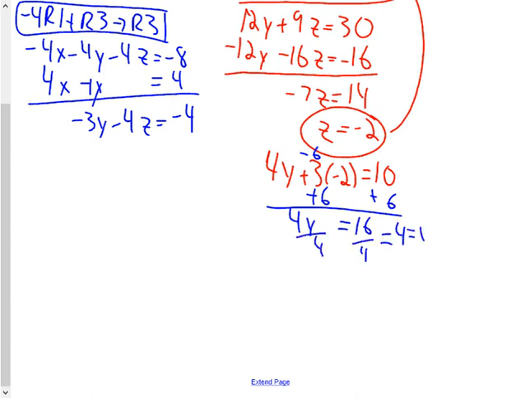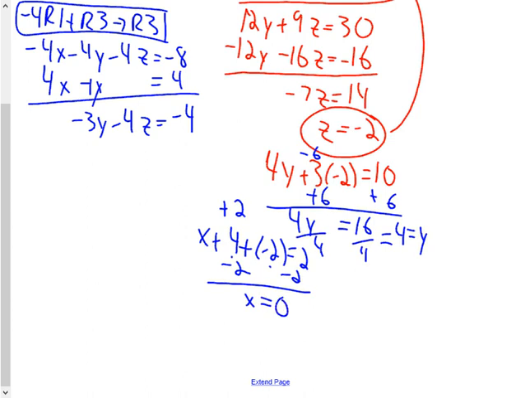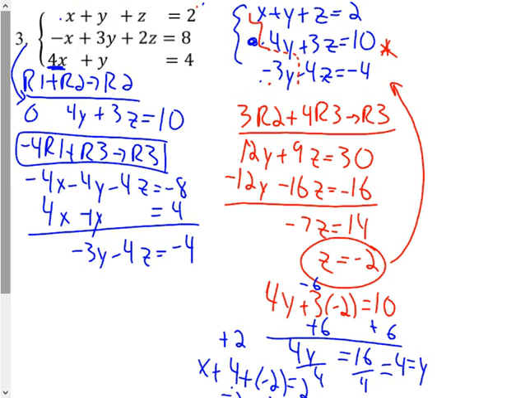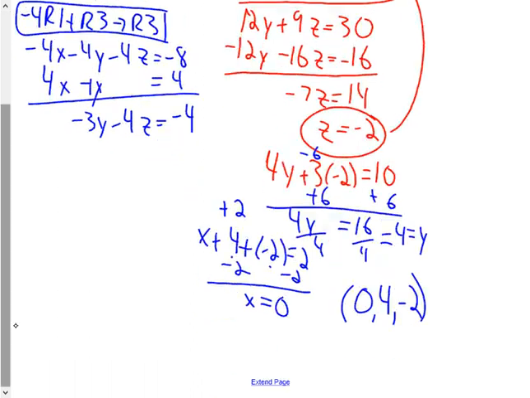So I got 4, negative 2, and then we have x plus y plus z is 2. 4 plus minus 2 is 2, so subtract 2 from both sides, and x is 0. My answers were 0, 4, negative 2. Double check when you get weird answers like that. 0 plus 4 minus 2 is 2. 12 minus 4 is 8. 4 is 4, so it did work. The final answer was 0, 4, negative 2.